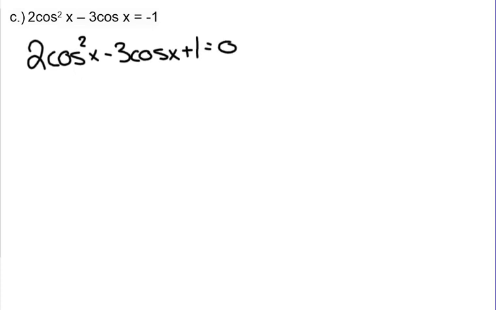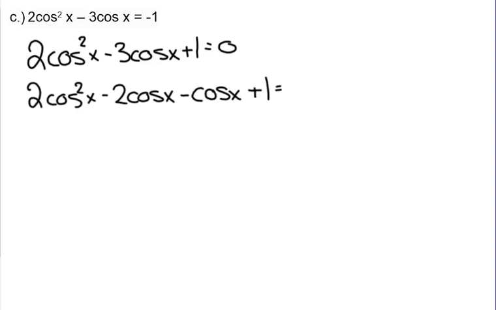2 cos squared x subtract 3 cos x subtract 1. In this case, I would move the 1 to the other side. So we want to think what multiplies to be 2 and adds to be negative 3. Well, that is negative 2 and negative 1. So 2 cos squared x subtract 2 cos of x subtract cos of x plus 1 is equal to 0.